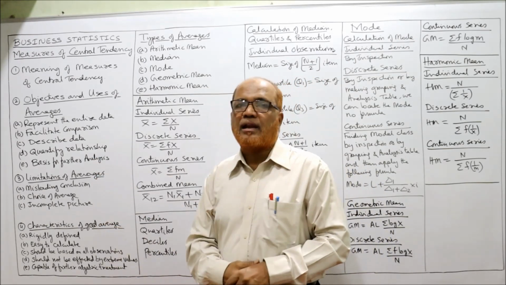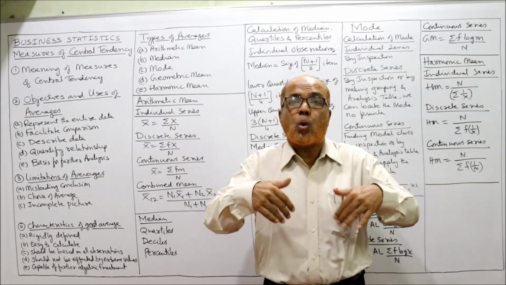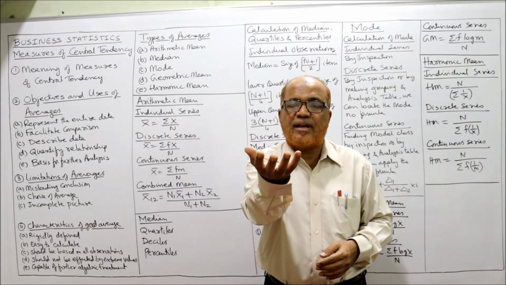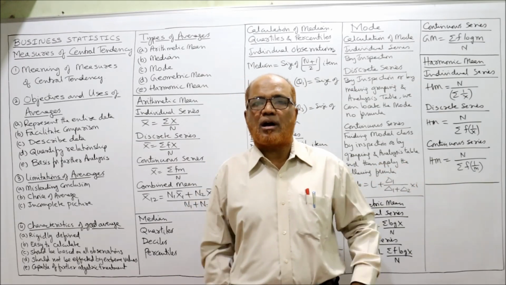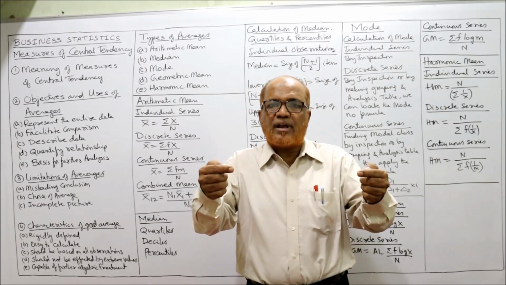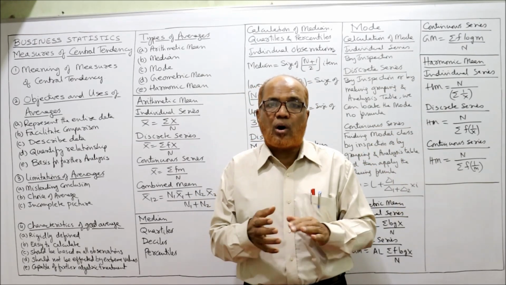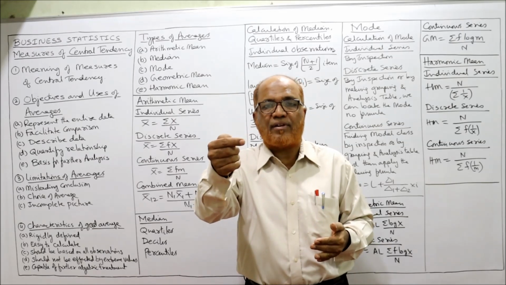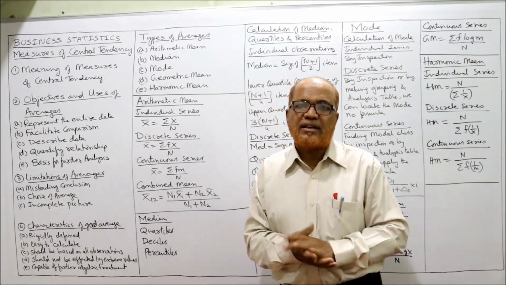Next one, quantify relationship. If you want to relate two items, we can quantify in terms of average and come to a conclusion. Simple example, we calculate the average income of an American and the average income of an Indian. Normally the average income of an American is much more than the average income of an Indian. So how have we calculated? We have calculated the average income of Indians and the average income of Americans. So we can quantify the data.